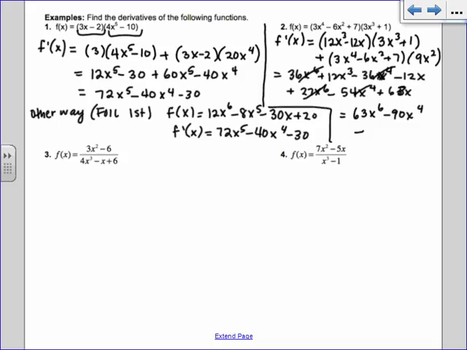All right, and then we have plus 12x cubed minus 12x, like that. I still feel like it's not 63x squared.